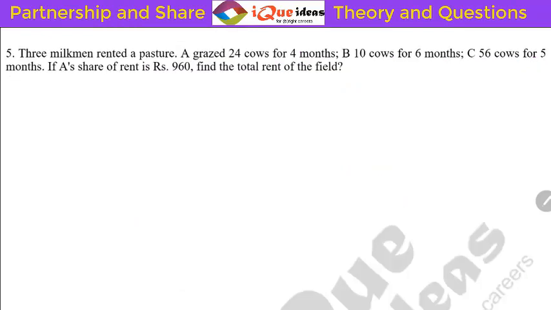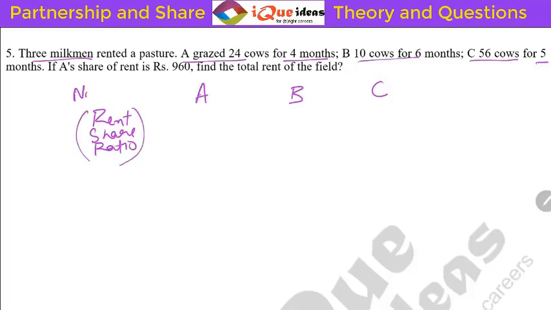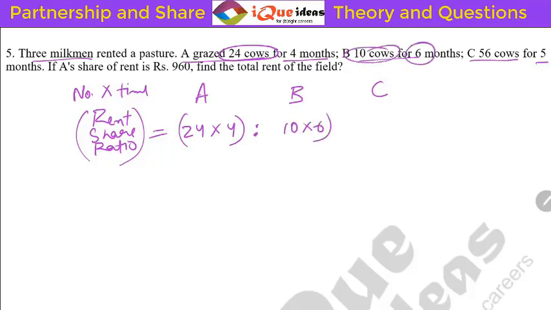Now this last question, it says 3 milkmen rented a pasture. A grazed 24 cows. It is a repeat of the previous question, just the numbers are different. So let's say A, B, C. I'll straight away write the rent share ratio. Right, we have already done it many times. Rent share ratio, how do we calculate? Number into time. Okay, so for A, number is 24 cows and the time is 4 months, so multiply. For B, it will be 10 cows for 6 months, so 10 into 6. And for C, it will be 56 cows for 5 months. So it is 56 into 5.